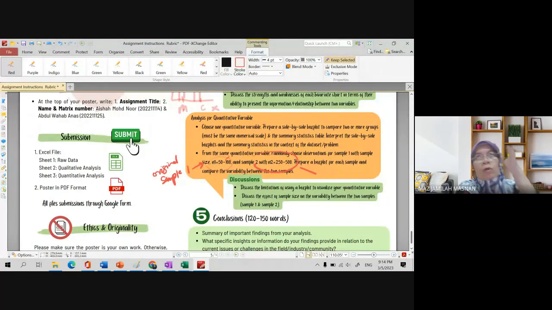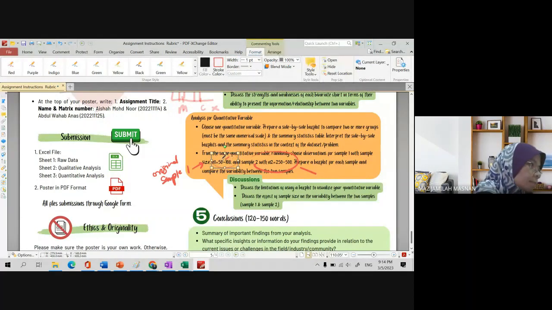So those who got 1000 observations, you don't have to generate your data. It's just that you have to cut some of the observations, so that your new sample will be much lower in terms of the number of observations. That would be this one. Okay, any question here so far?